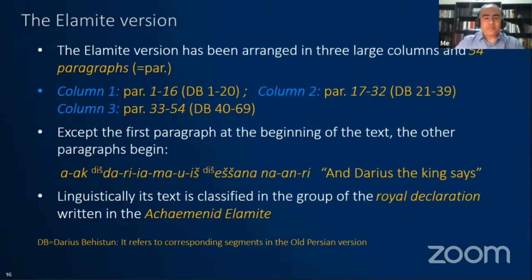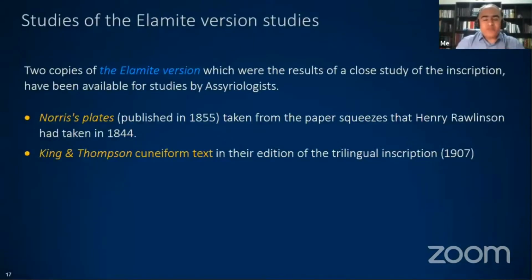For a long time, two copies of the Elamite version, which were the results of a closer study of the inscription, have been available for study by Assyriologists. Norris's plates were published in 1855, taken from the paper squeezes that Henry Rawlinson had taken in 1844. The other is King and Thompson's cuneiform texts in the edition of the trilingual inscription in 1907.